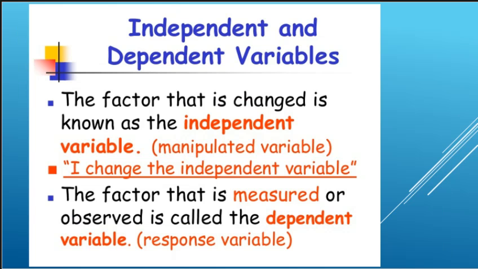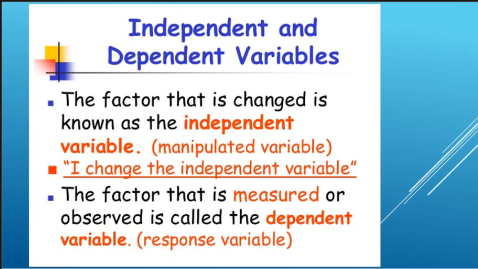All right, so when it comes to our variables, we have these things called independent and dependent variables. So the factor that's being changed is known as the independent variable. We're calling that a variable. Okay, so don't worry about the word independent right there. It's something we manipulate. It's something we change. I changed the independent variable. The factor that's measured or observed is called the dependent variable.